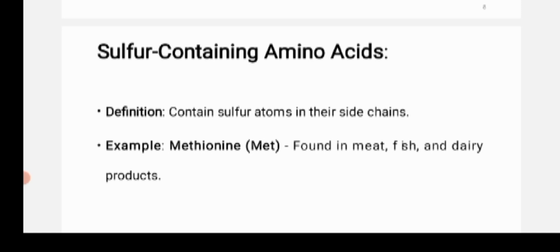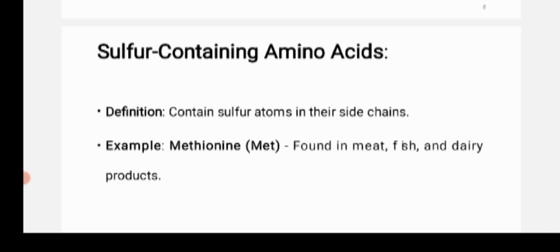This may be the sulfur group, attached as CH2-S-CH3. Okay, these are the common forms. So what is the best example? Methionine. It is found in meat, fish and dairy products.